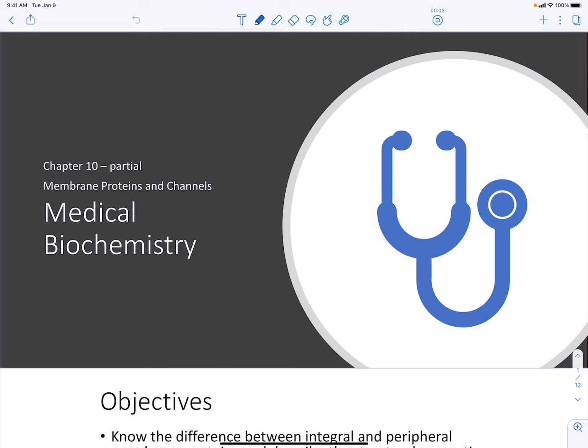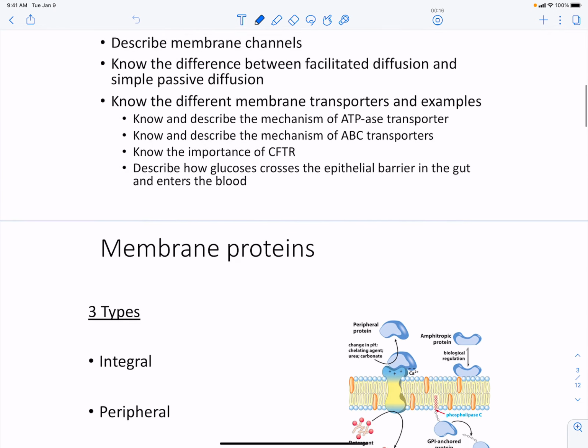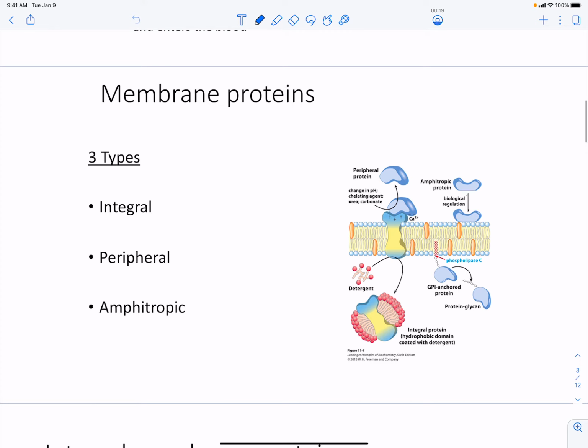Okay, so here we're going to continue our discussion about the cell membrane and talk about the different membrane proteins and begin to talk about how things get in or across membranes. So here are some objectives for this topic. Now, in general, there are three types of membrane proteins.